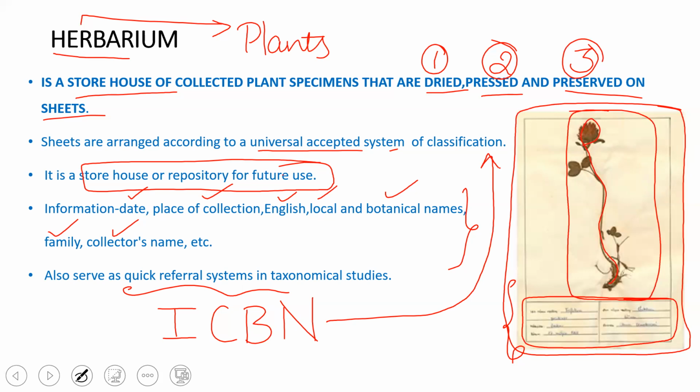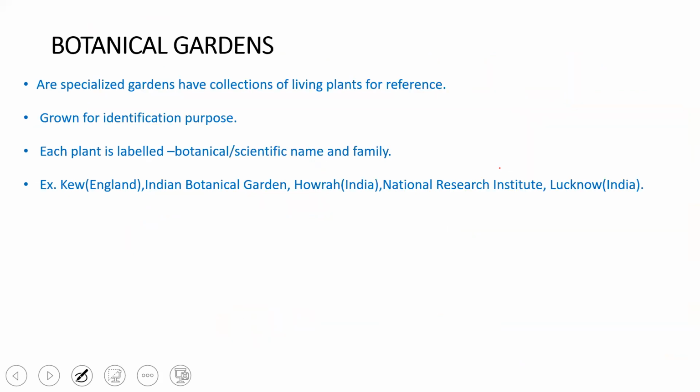Now let us look into the next taxonomic aid, that is botanical gardens. So all of you are familiar with botanical gardens, and I hope you have visited botanical gardens. The botanical gardens can be created at your house, or through institutions, or in an even bigger way.